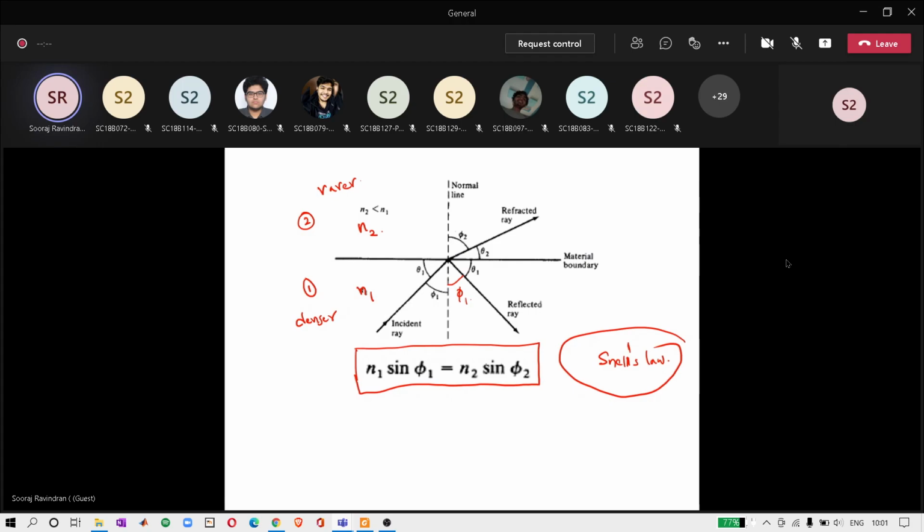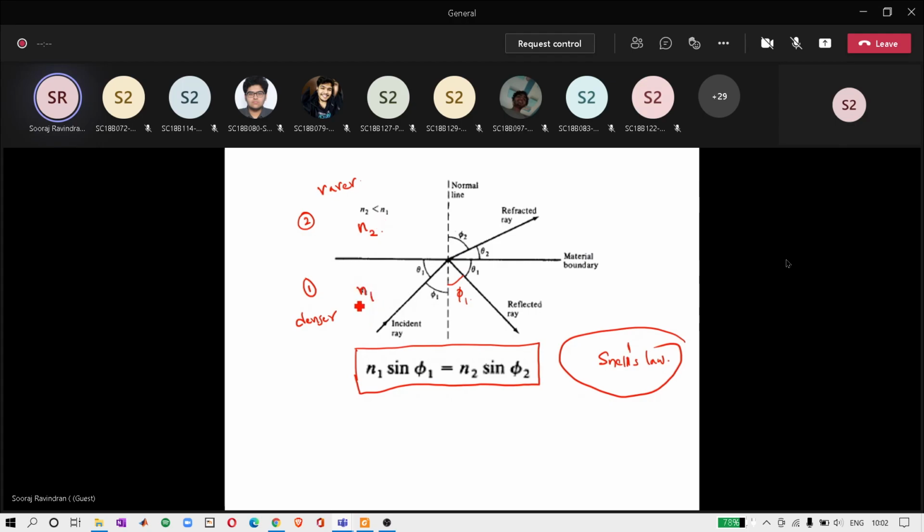So in our previous class, we were discussing the laws of reflection and refraction, and we just covered Snell's law. Snell's law relates the angle between an incident ray and a refracted ray. Imagine you have a material boundary, an interface between two materials with refractive index N1 and N2, with N1 greater than N2.